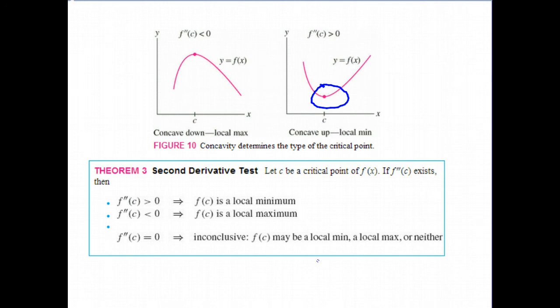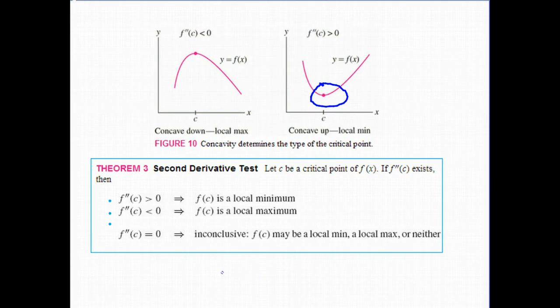Now, this is not a totally conclusive test. If by chance you evaluate f double prime at a given point and you get it equal to 0, then it's inconclusive. That point may be a local min, could be a local max, could be neither. So what does that tell us?